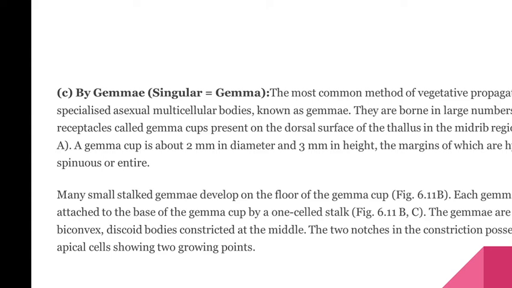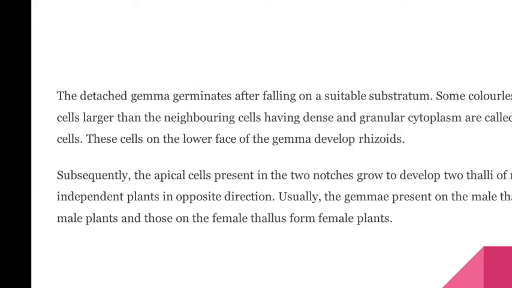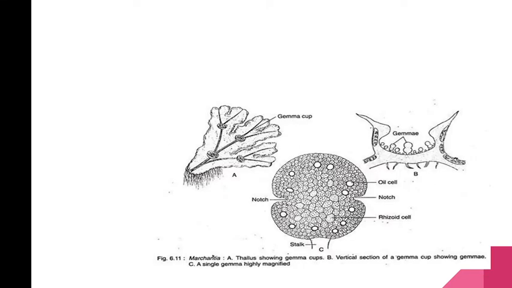The gemmae are multicellular, biconvex, discoid bodies constricted at the middle. The two notches in the constriction possess a row of apical cells showing two growing points. The apical cells present in the two notches grow to develop two thalli of new independent plants in opposite directions. Usually, gemmae present on the male thallus produce male plants, and those on the female thallus form female plants.